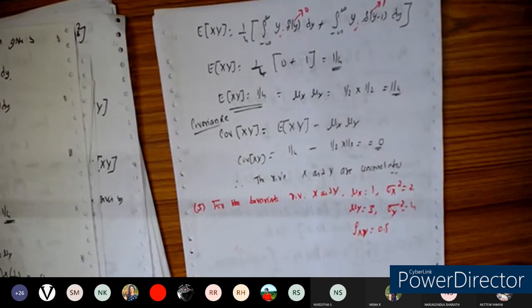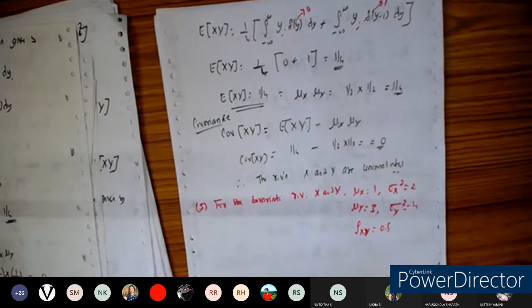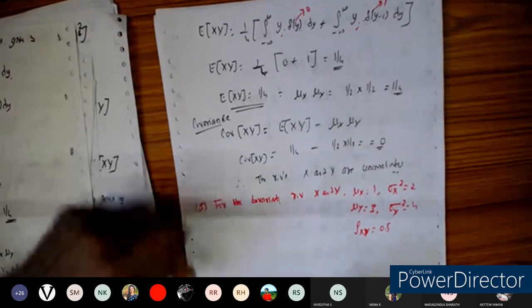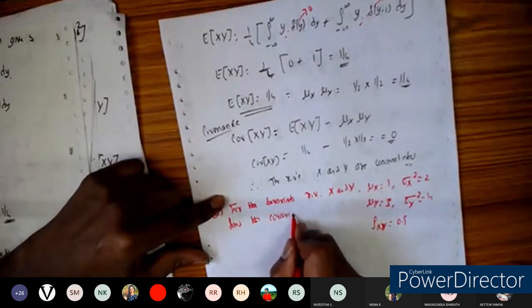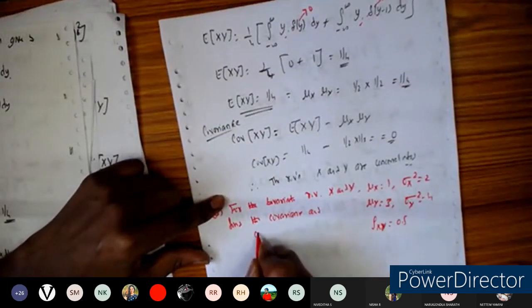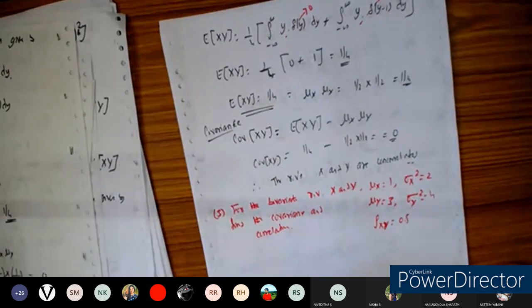Find the covariance and correlation. So we need to find out the covariance and the correlation here. Okay, so correlation is nothing but the expected value of x and y here.